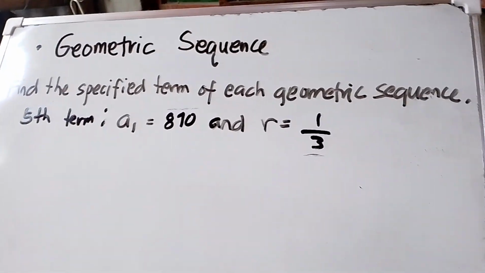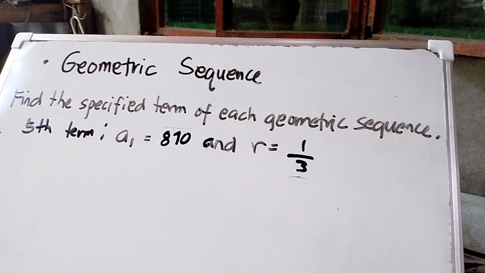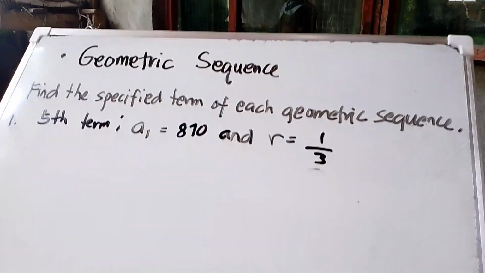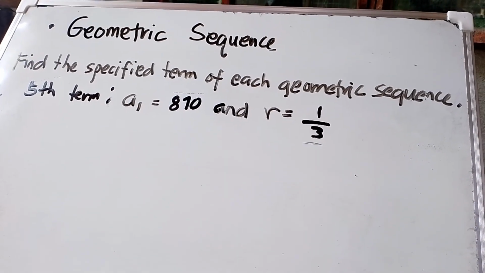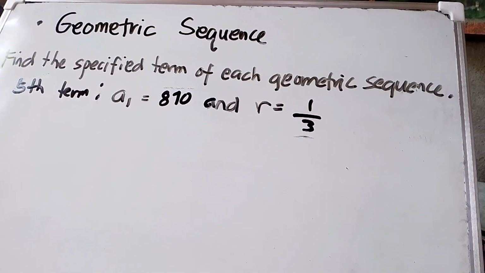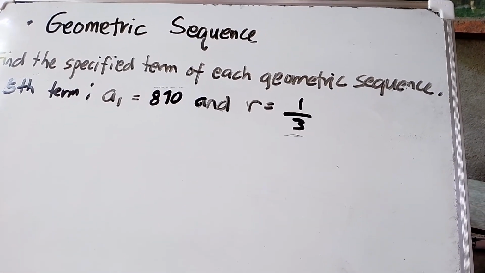This is my part 3. The topic is geometric sequence. Find the specified term of each geometric sequence. I have here example number 1, fifth term, and then A1 is 810, and then common ratio is 1/3.